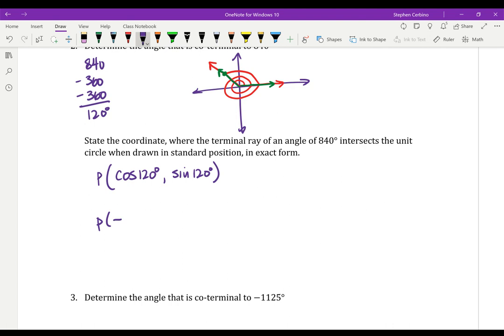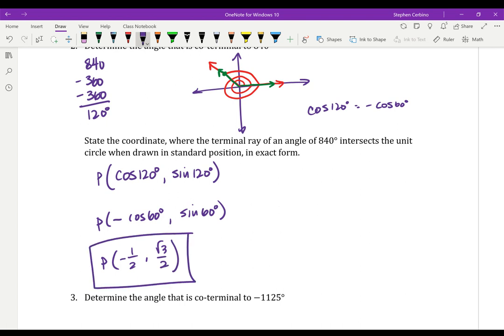Since we're in quadrant 2, it would be negative cosine of 60, comma sine of 60, because we know that the cosine of 120 is the same as negative cosine of 60, which is why the x-coordinate's negative. And we can say, well, we know that the cosine of 60 is 1/2, so it's negative 1/2, and square root of 3 over 2, because that's what the sine of 60 is.